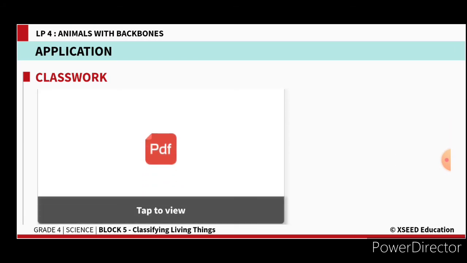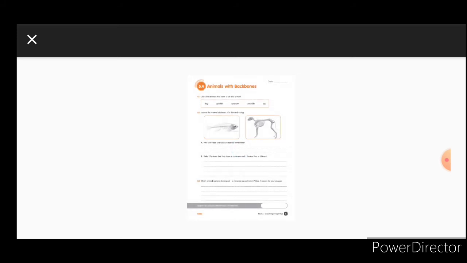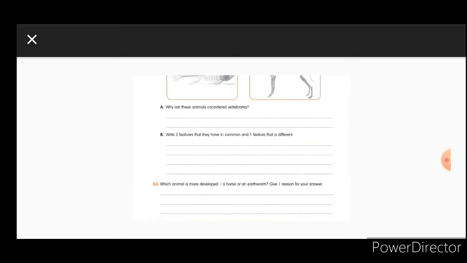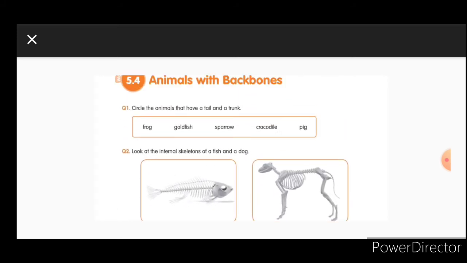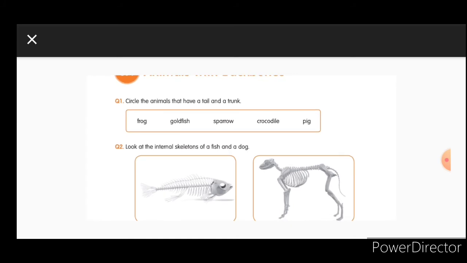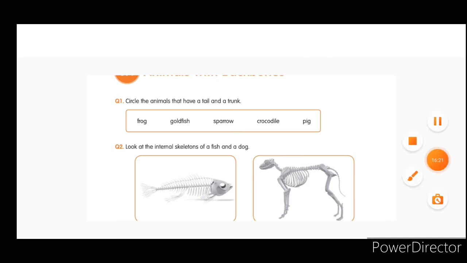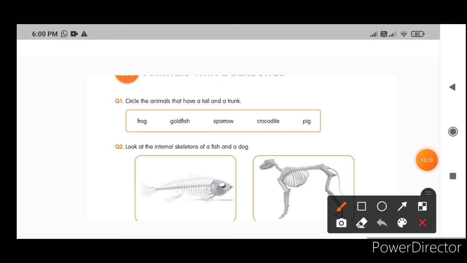Now you can answer your worksheet on your own, children. Let's see what questions are given in the worksheet. So the help box is given here, and circle the animals that have a tail and a trunk. You see each animal and which animal has the tail and trunk. Circle all those. I'll give you one hint.